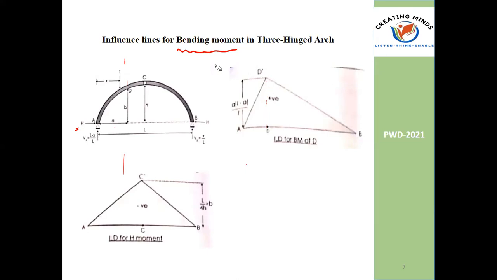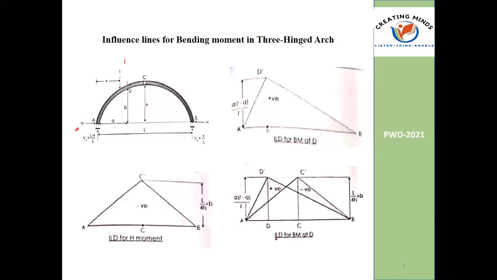What I'll do now, I will impose both the influence lines in one diagram here. See, this is the ILD for BMD. Here, this is the ILD for D, A into L minus A by L, and this is the ILD for horizontal thrust, that is L by 4H into B.